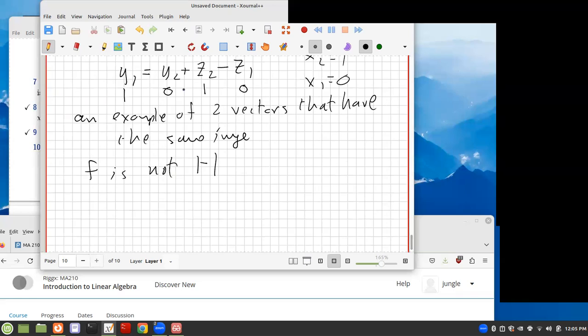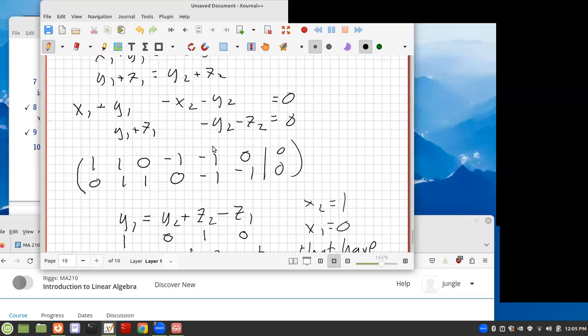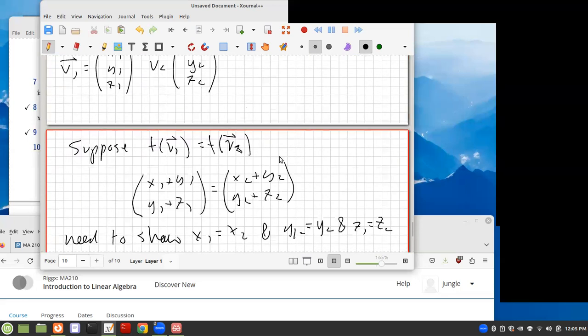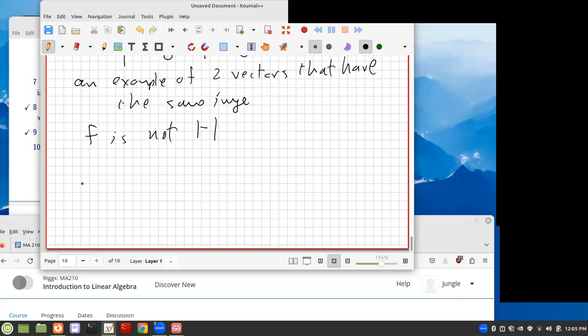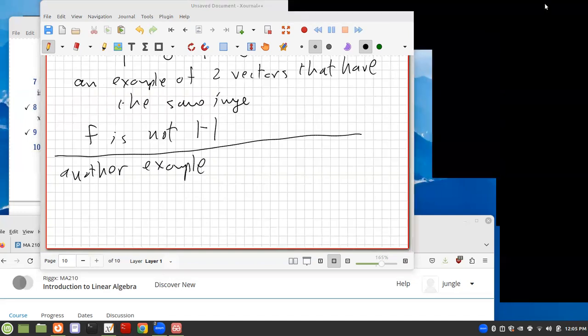Maybe that's not completely satisfying, because it seemed too easy here to see. This is massively not one-to-one. So maybe we need a map that is one-to-one. Let's do another example of that. But let me stop and ask if you guys have any questions.